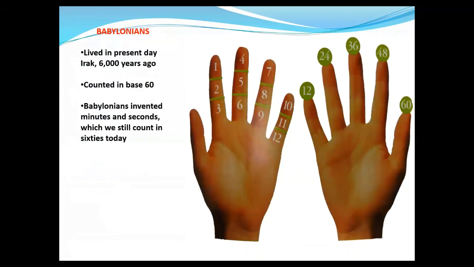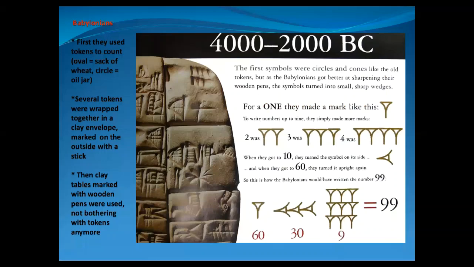And the Babylonians used the segments of their fingers, so it will be 1, 2, 3 up to 12. And the right hand represents 12, 24, 36, 48, 60. So basically the Babylonians used base 60. That's why they invented minutes and seconds, based on 60.